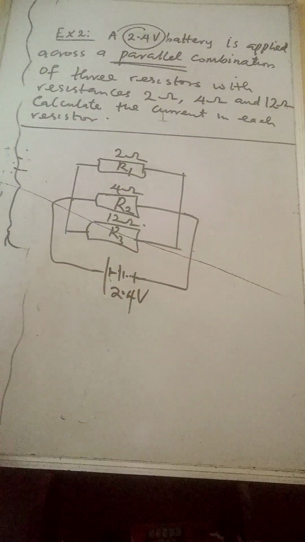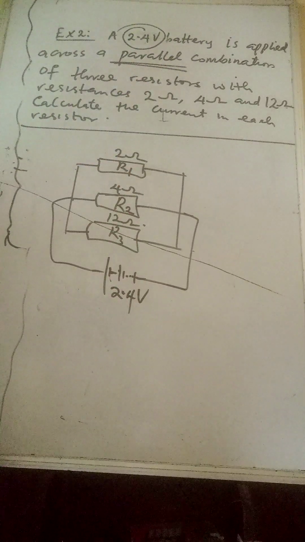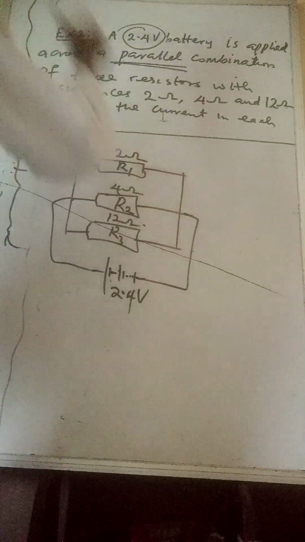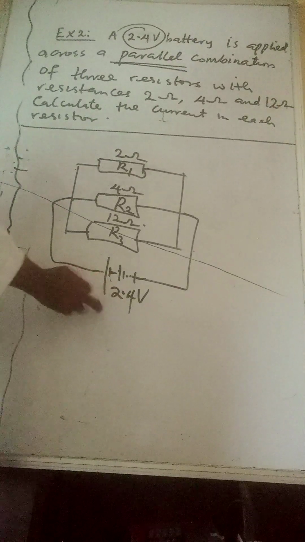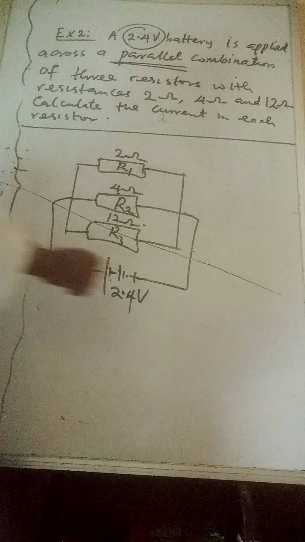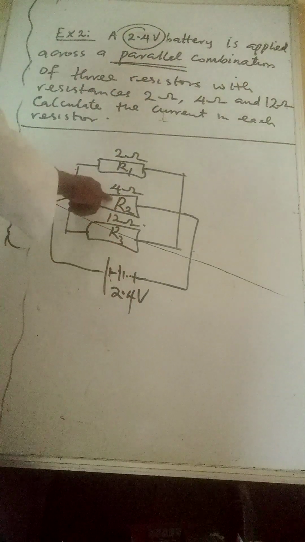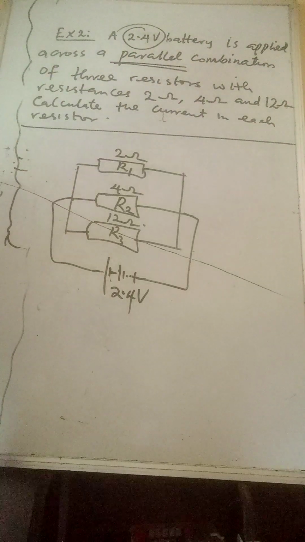It's a very simple question. Remember, if you have not watched my part 2 video on current electricity, go and do that. When you have a parallel arrangement, each resistor will use this voltage. That means 2.4 volts will be used for this, 2.4 volts for this, 2.4 volts for this. That is the condition for parallel arrangement.